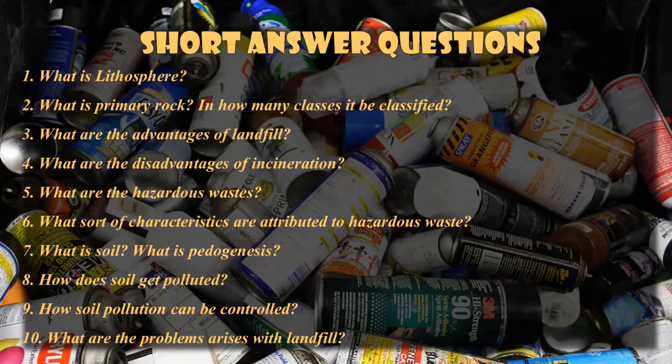Now what is soil? What is pedogenesis? This definition has been given in lecture number 19. How does the soil get polluted? Yes, by our human activities as well as natural activities. How can soil pollution be controlled? This is totally the disposal methods and the management that we have discussed in lectures number 19 and 20. And what problem arises with landfill? Major problem is groundwater contamination, right? So these were the different aspects of land and its pollution, and as the short question answers have come up, you have already understood that the land module is finished.